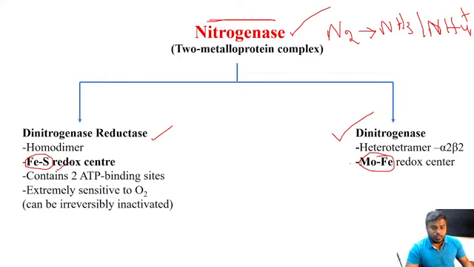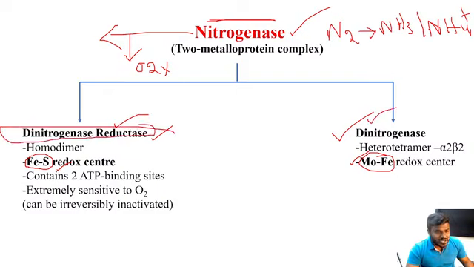Iron sulfur and molybdenum iron. Friends, from the starting of the lesson, I was continuously and repeatedly saying that nitrogenase enzyme will get inactivated if there is a presence of oxygen. But why? The reason here: the nitrogenase enzyme contains 2 subunits, right? Dinitrogenase reductase is the subunit which is sensitive to the oxygen. That is the reason we are repeatedly saying nitrogenase enzyme will become inactivated by the oxygen.